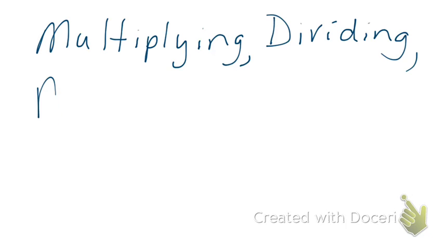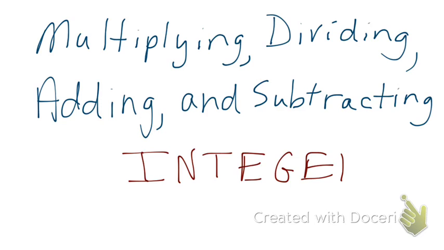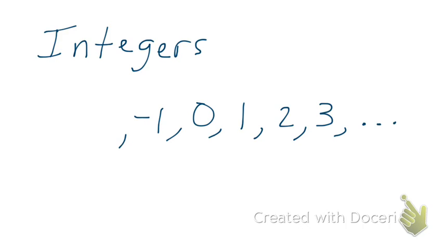In this lesson, we're going to be multiplying, dividing, adding, and subtracting integers. If you're going to do algebra, you need to be an expert at doing these operations with integers. So let's move on. First of all, we need to make sure we know what the integers are. Of course, that includes the whole numbers. That'd be, let's see, 0, 1, 2, 3, and then the opposites of those.